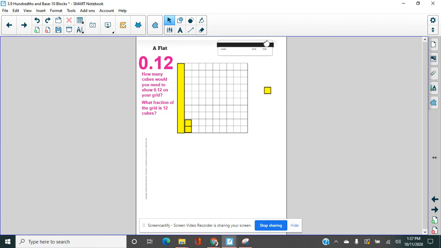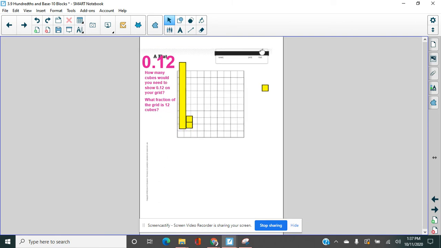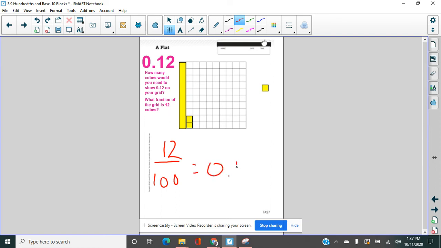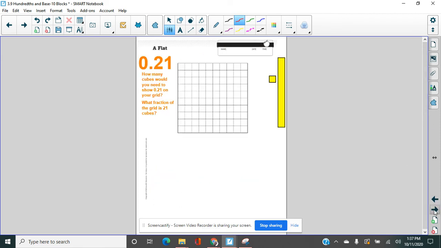All right, how would I write that as a fraction and a decimal? Well, whoop, move that around. Gotta pick my pen first. 12 hundredths equals 12 hundredths. Right? Zero here because I did not fill any of the whole grids in.